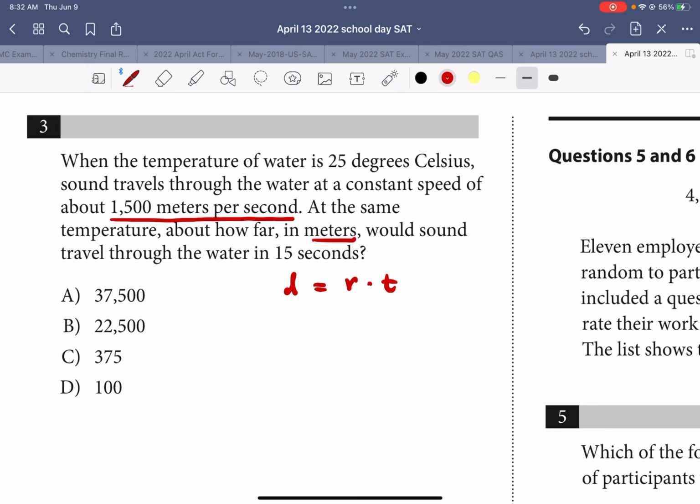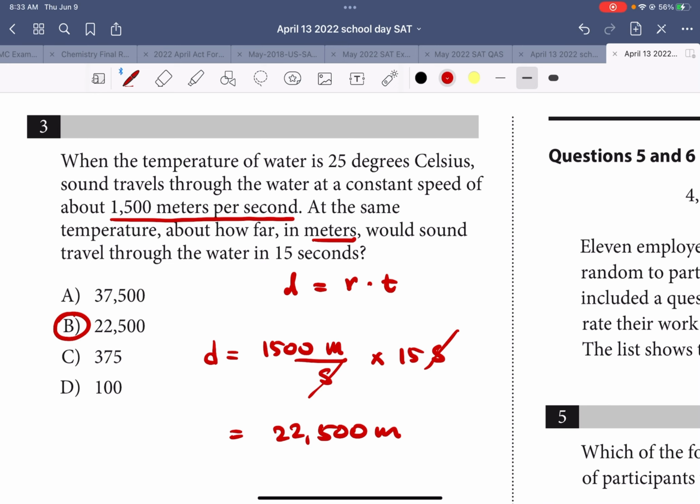Okay, so then your distance will be 1,500 meters per second. I'm doing unit dimensional analysis, unit conversion, times the time, 15 seconds. So the time unit cancels out, so you end up with meters. So when you multiply it out, 1500 times 15, you get 22,500 meters. That's B. Okay.